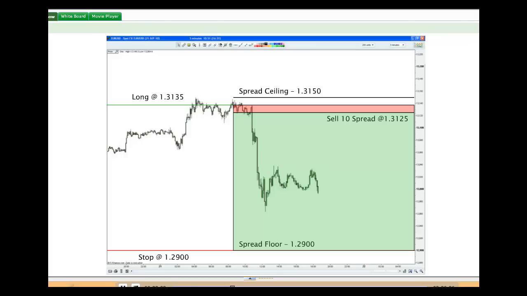If it went down to 129.00, we went long at 131.35. It went to 129.00. If we just did the underlying, obviously that's pretty easy math. We'd have lost 235 pips. But by using the spread, we lost 10. My net was 10 because I'm protected down to 129.00, not including exchange fees, which I'll cover in just a moment.